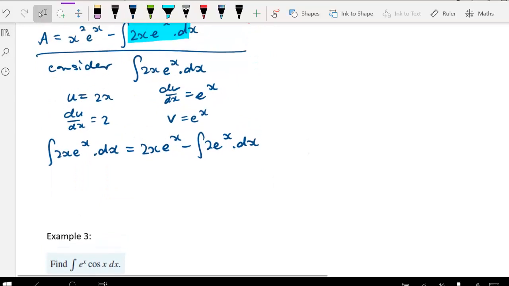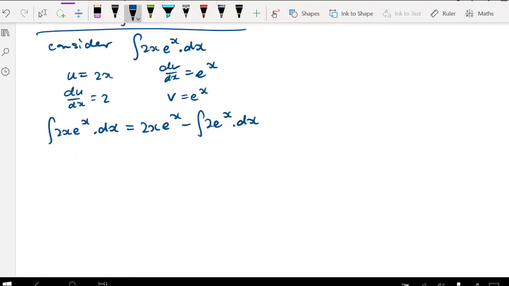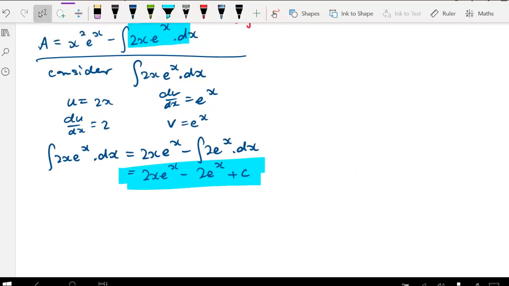Now this is an integral we can find. So this will be 2x e to the x, subtract 2e to the x plus c. So now we can substitute this back into a. So sub into a.